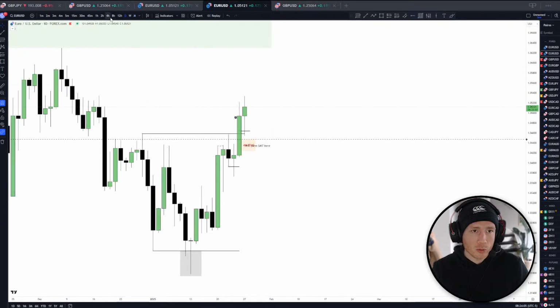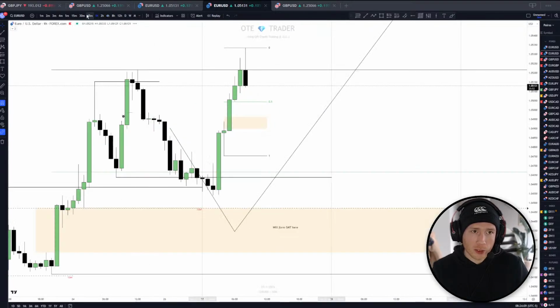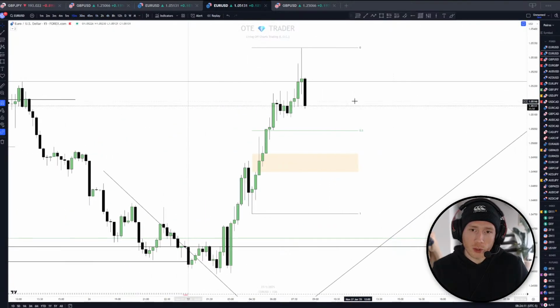Monthly fair value gap should be the draw. New 4 hour candle coming up, so it might consolidate until the new 4 hour candle opens up for an open low high close candle.